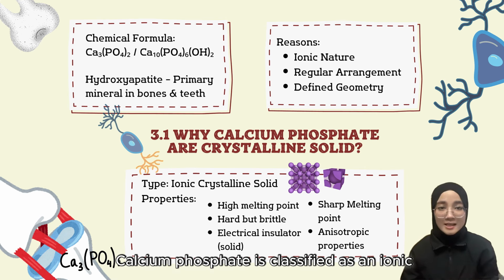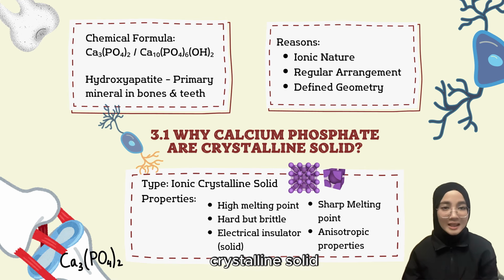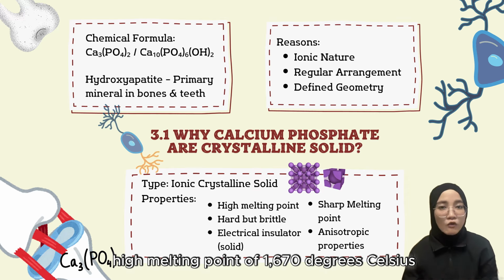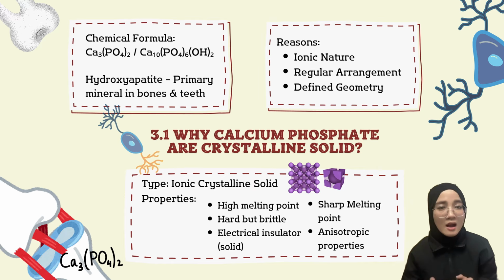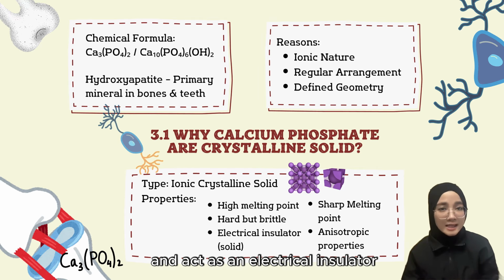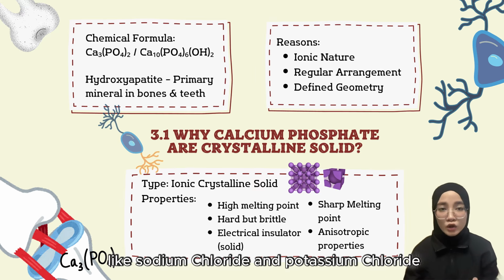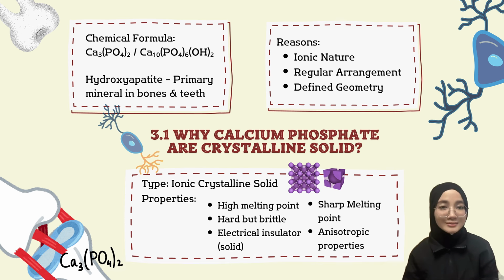Calcium phosphate is classified as an ionic crystalline solid. It exhibits typical ionic solid properties: a high melting point of 1670 degrees Celsius due to strong electrostatic forces, a hard but brittle structure, and it acts as an electrical insulator because ions are fixed in positions with no free electrons. These are the same characteristics seen in other ionic solids like sodium chloride and potassium chloride.